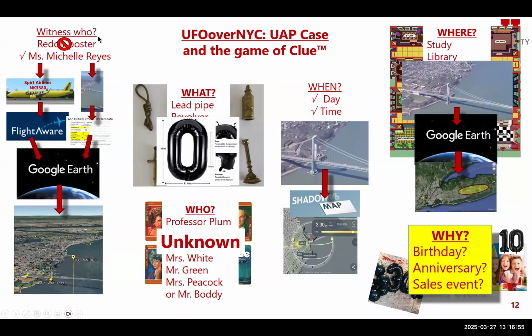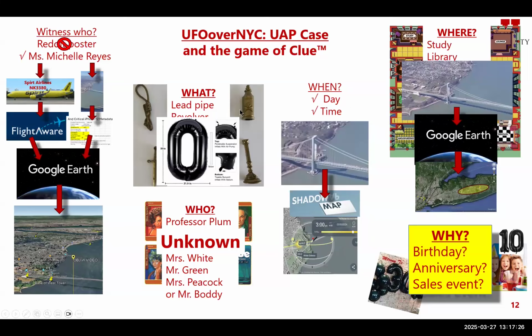So I had, who is the Reddit poster? No, it was not the Reddit poster. It was Miss Michelle Reyes. I had the who. We had the very specific information about the airline. I was able to use FlightAware and Google Earth. I could actually put the object in the video, right? And I've got all this information about, fundamentally, where it happened, right? The when and the day, the initial estimate was from this online shadow map.